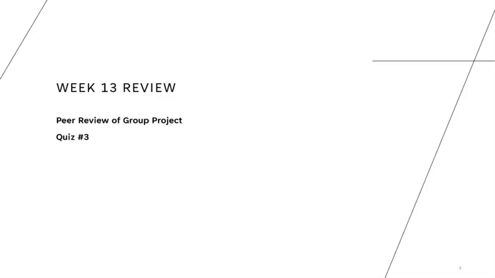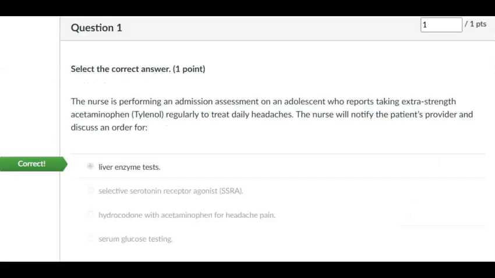You also had to do quiz 3, so let's take a peek at quiz 3. All right, quiz number 3, the first question. The nurse is performing an admission assessment on an adolescent who reports taking extra strength acetaminophen or Tylenol regularly to treat headaches. The nurse will notify the patient's provider and discuss an order for. Correct answer was liver enzymes.